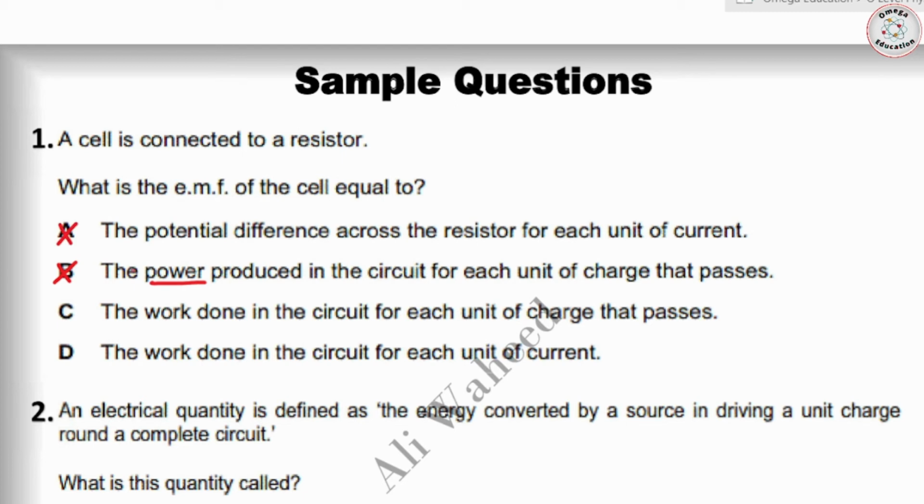If we take a look at the definition, EMF was defined as the electrical work done by a source in moving a unit charge around a complete circuit. So unit of current, no, we define it as unit of charge in a circuit for each unit of charge that passes in that whole circuit. So this is the closest option. Matter of fact, the only true option that we have. When they're saying work done in a circuit, that means in a complete circuit. So C is the right answer for this one.